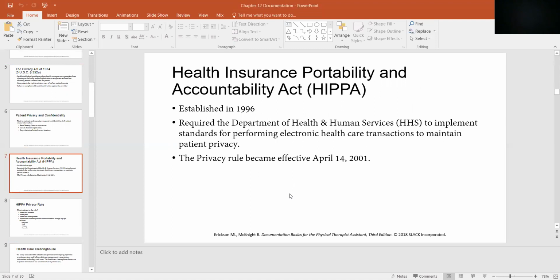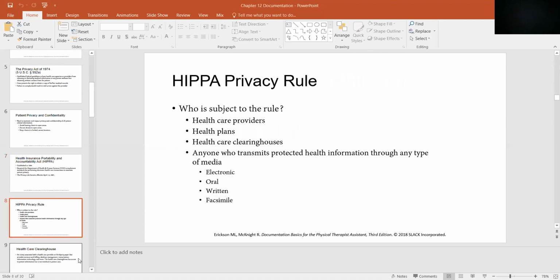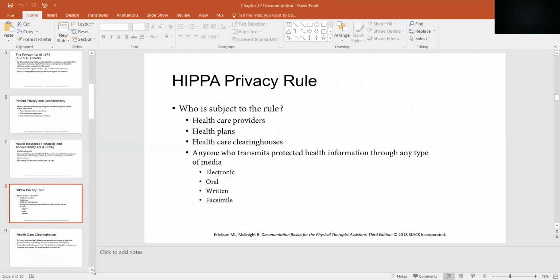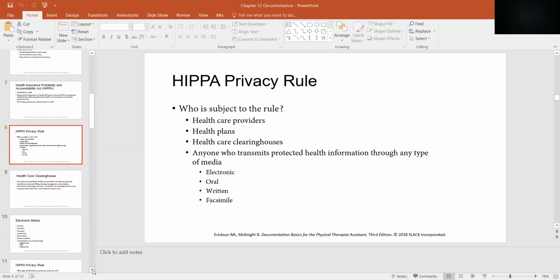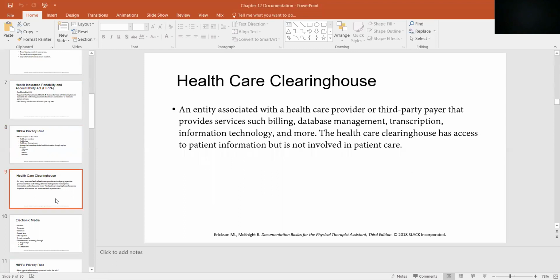This required standards for performing electronic healthcare transactions to maintain privacy, and the privacy rule became effective in 2001. So the HIPAA privacy rule: healthcare providers, so us, physical therapist assistants, are subject to the rule. Healthcare plans, healthcare clearinghouses, and anyone who transmits protected health information, or PHI, through any type of media. It can be electronic, oral, written, or through a fax.